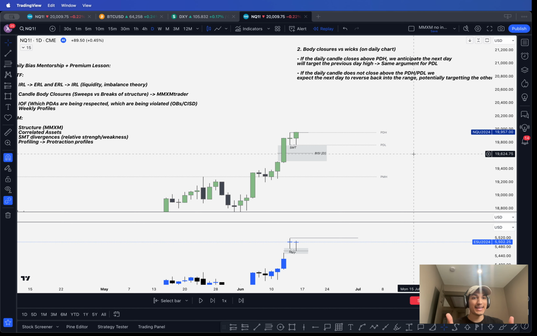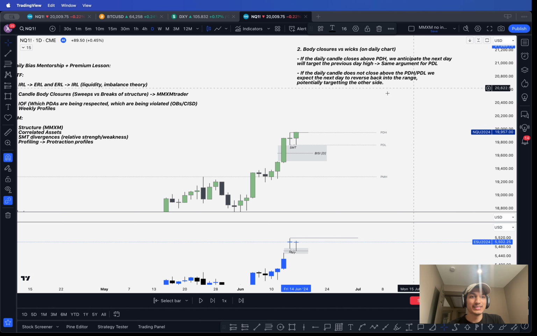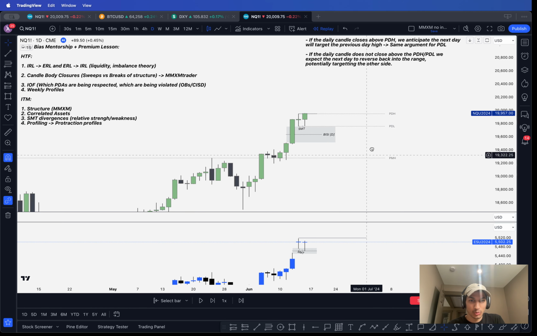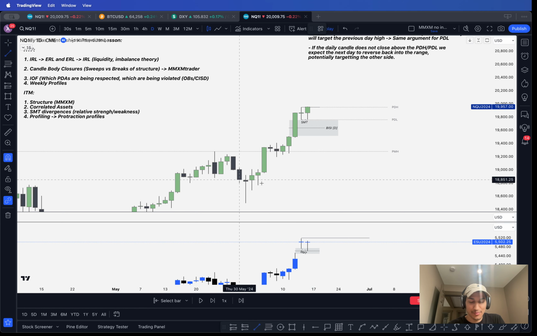The first is that it could reverse back into the range, trade internal. The second is that we may potentially put in a reversal and target the other side of the range. So what does that look like? Let's use the same example I used before. We closed through the previous day low on the Wednesday, so the draw for the next day becomes that Wednesday low, which is again closed through. So the draw becomes that Thursday low.